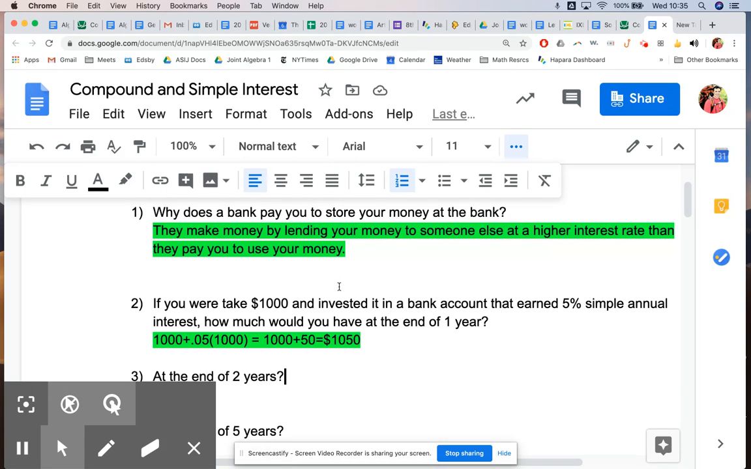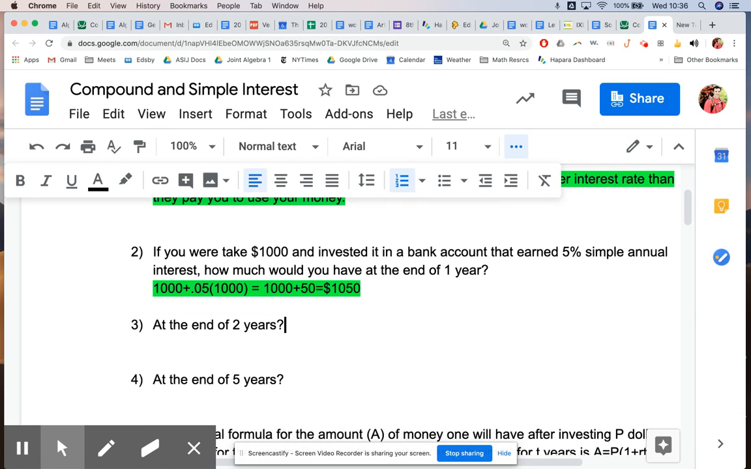So how do we find out how much you're going to have at the end of 2 years? Well, you gained $50 after 1 year. Nothing changes in the next year. The same thing is going to happen. You're going to earn another $50 off of that $1,000. And now you're going to have the $1,050 that you had at the end of the first year, plus another $50. That's going to give you $1,100.